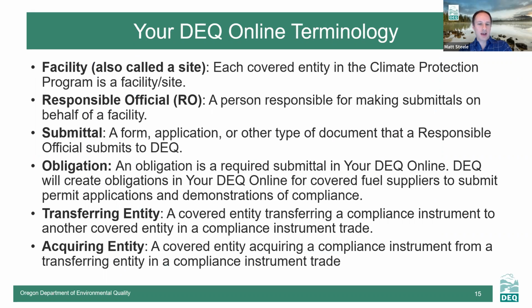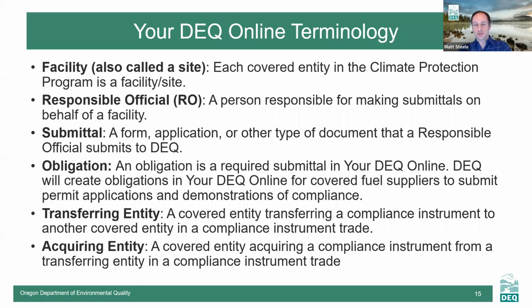I wanted to quickly recap a little bit of terminology that we'll be using as we go through today, since it's not necessarily intuitive. Firstly, we'll be using a term called facility. We might also say site. This is just referring to any kind of covered entity, so your company, as you interact with anything to do with the Climate Protection Program in YDO. Next, the responsible official. A responsible official is someone who has authority within the system to be making submittals on behalf of your facility or your site, your covered entity. And a submittal is just any kind of form that you're going to be submitting through the system to DEQ.